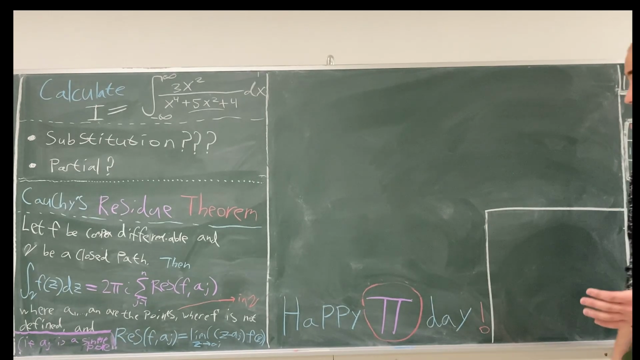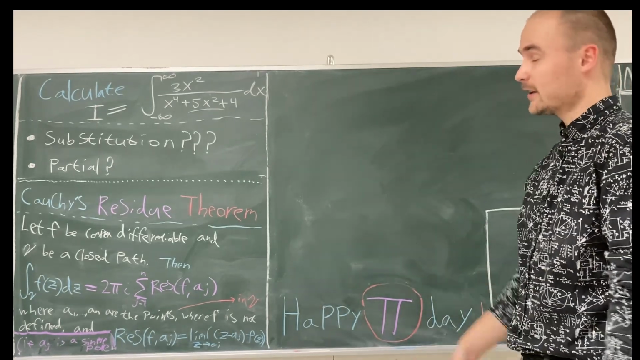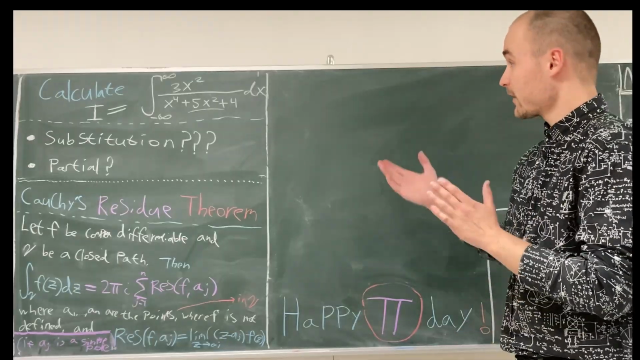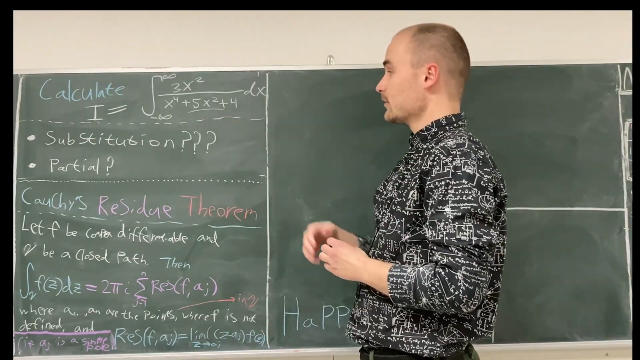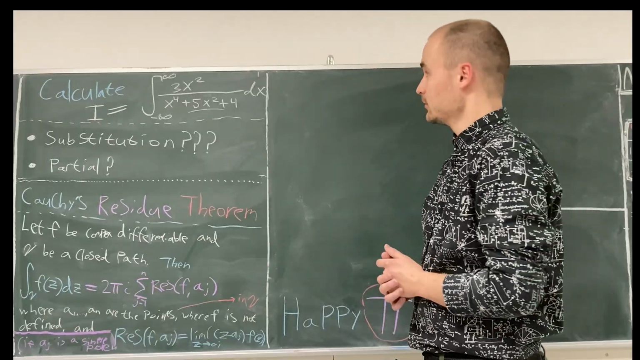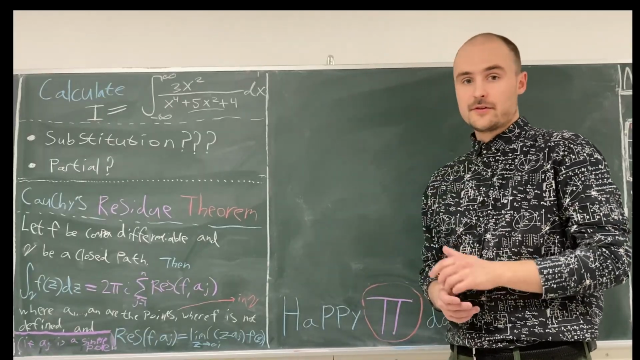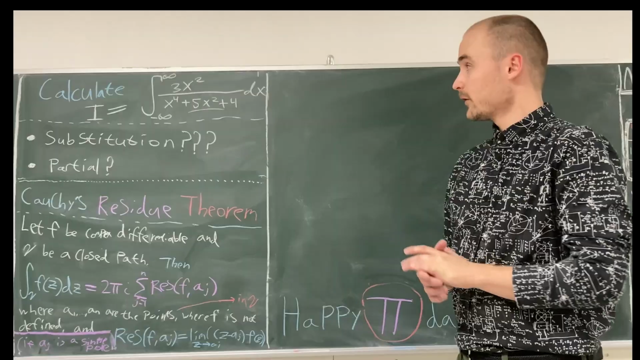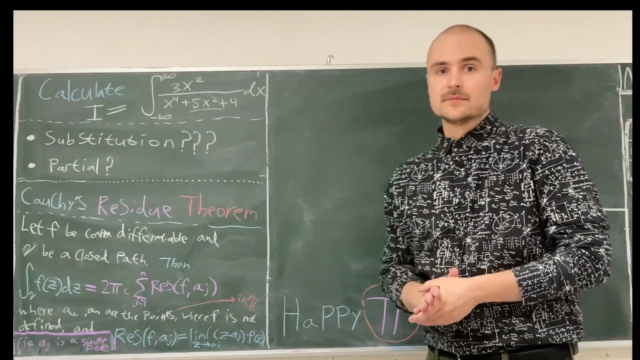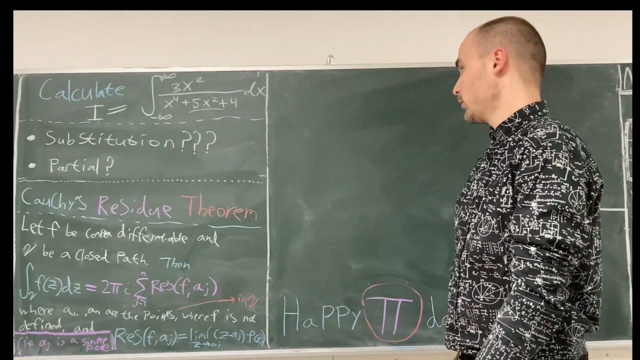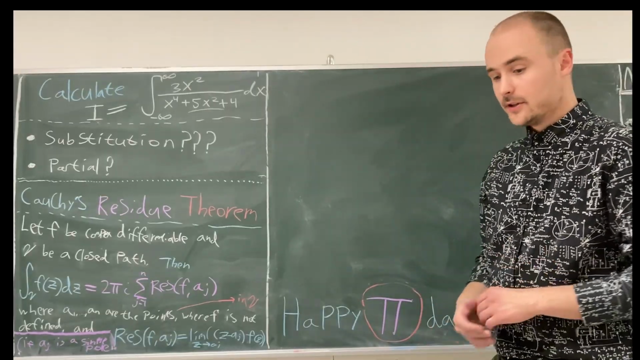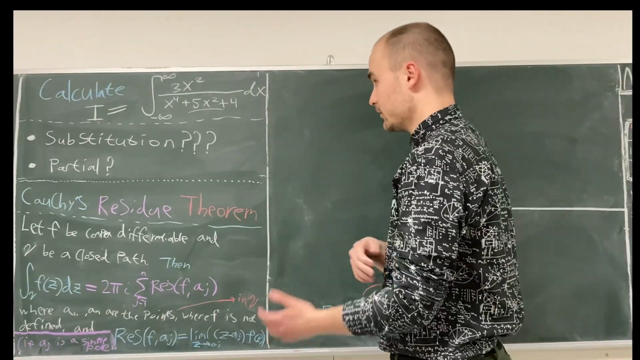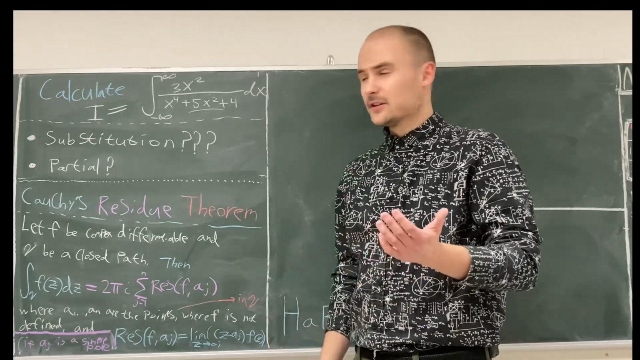Okay, so in this video I'm going to be showing you how to calculate this rather complicated looking integral, which is the integral from minus infinity to infinity of 3x squared over x to the 4 plus 5x squared plus 4 dx. And well, how do we calculate this integral? Can we use substitution? Well, no.